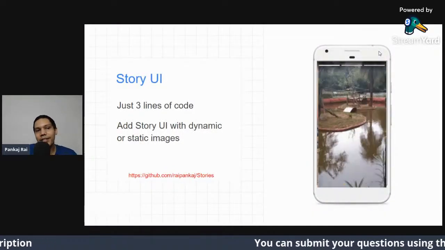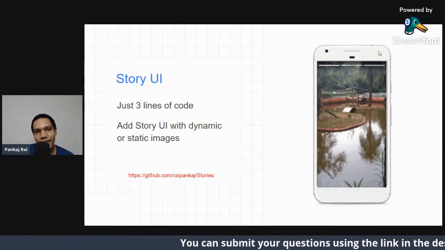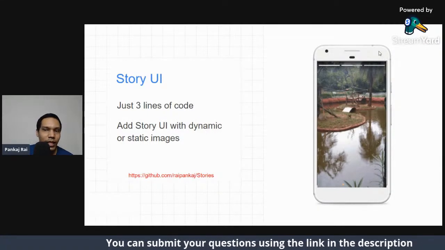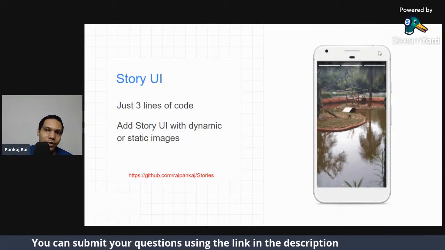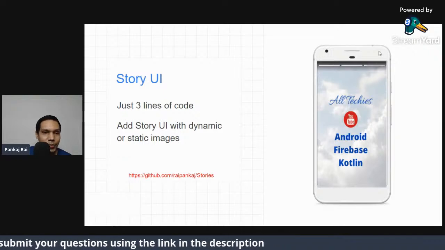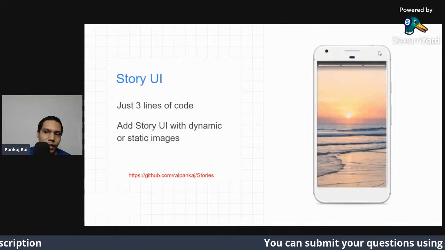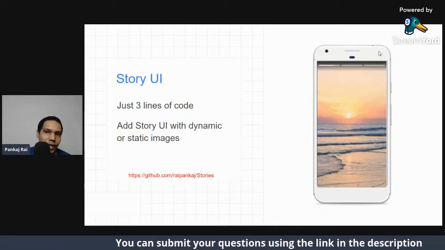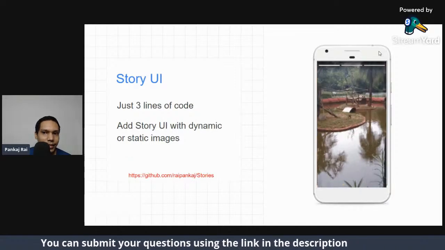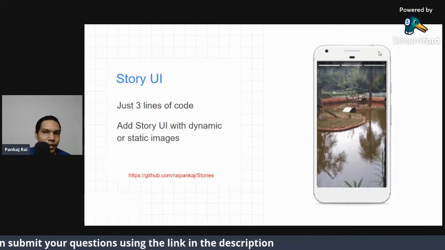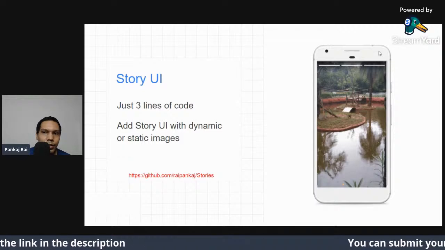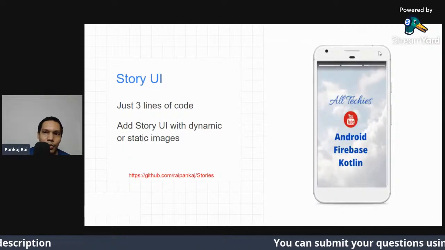Now this one is something which I've created. It's about the story UI. This kind of UI is quite common across many applications. You might have seen it on Instagram, LinkedIn, and this is a UI where your image is displayed for certain seconds, and as that time expires, it automatically switches to another image. Something which is quite commonly seen on WhatsApp.